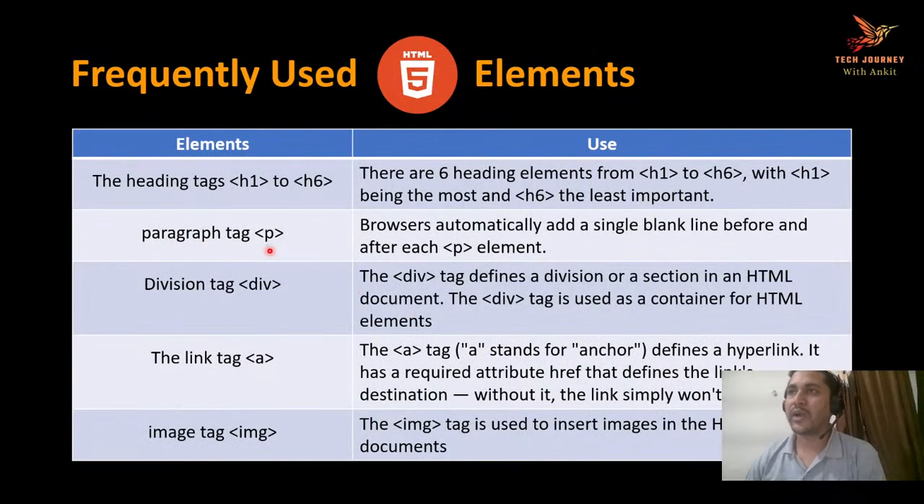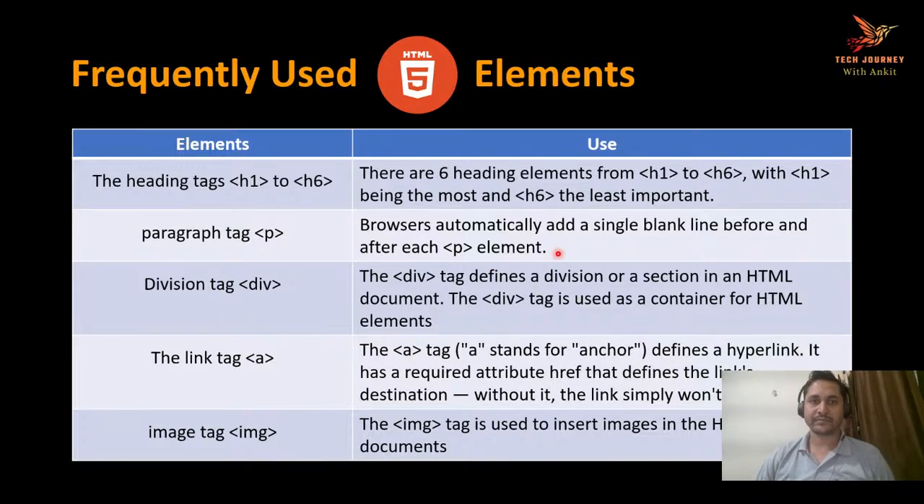Another tag that we have here is the P tag. P tag is referred to as the paragraph tag. The advantage with the paragraph tag is that it adds a single line before and after the P element. You manually don't have to add the lines in case you are using the P tag. P tag will automatically add the single line before and after the P element.